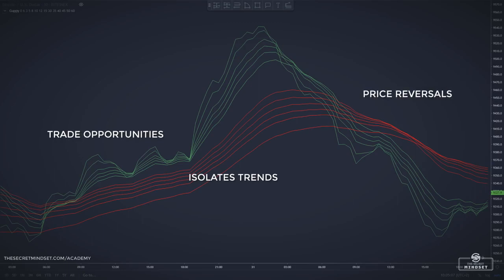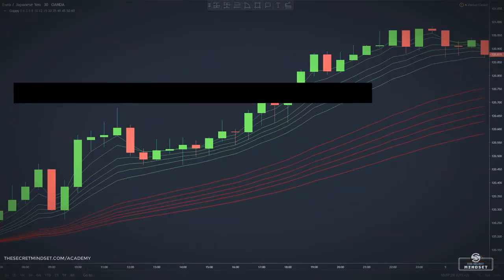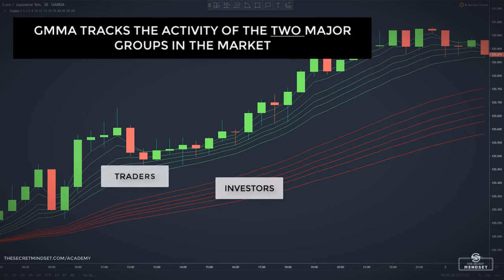The multiple lines of the Guppy will help you to see the strength or weakness in a trend better than if only using one or two EMAs. The GMMA is an indicator that tracks the activity of two major groups in the market. These are investors and traders.